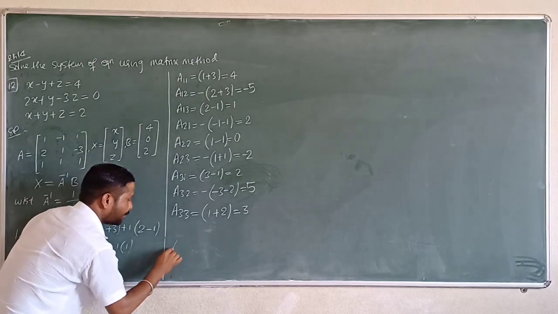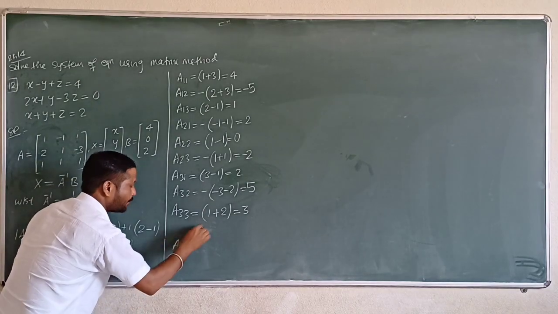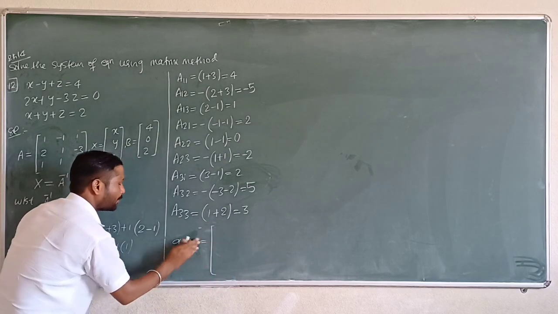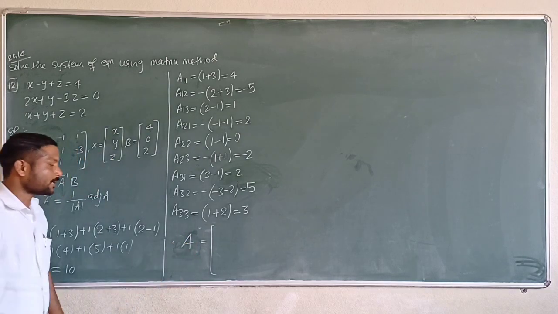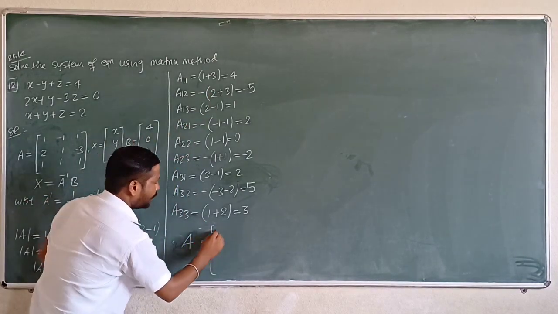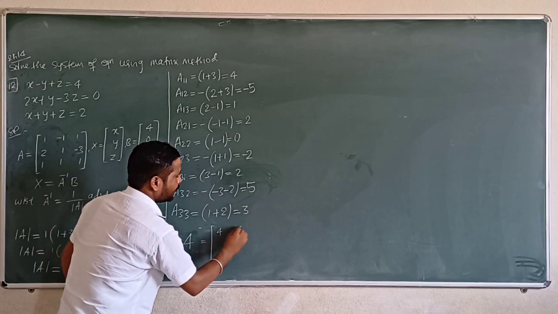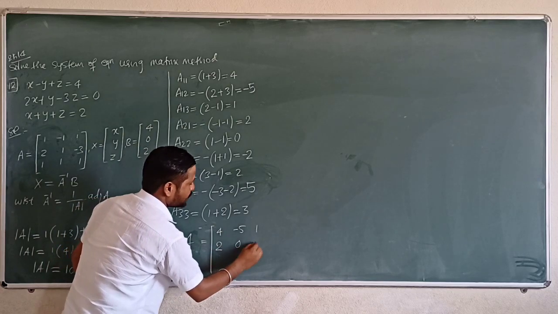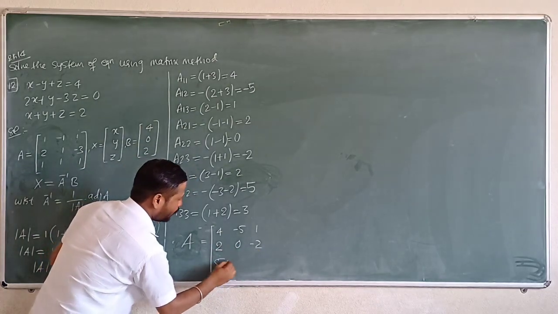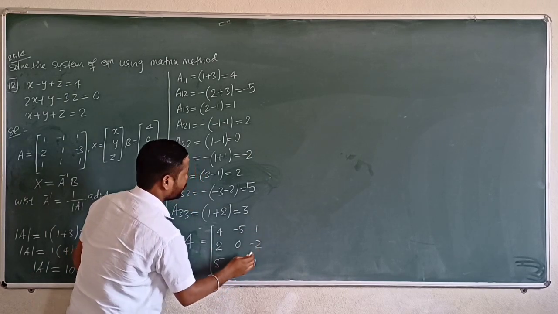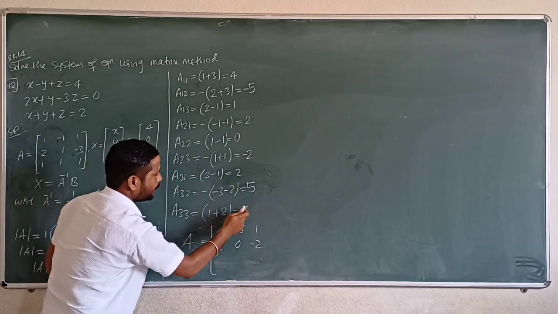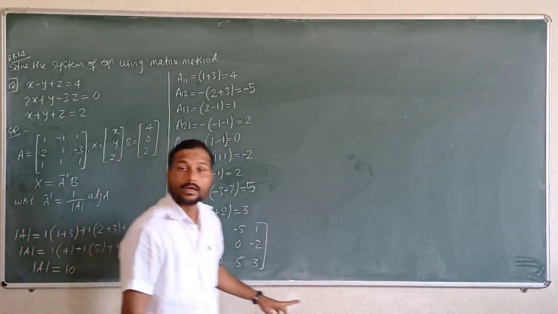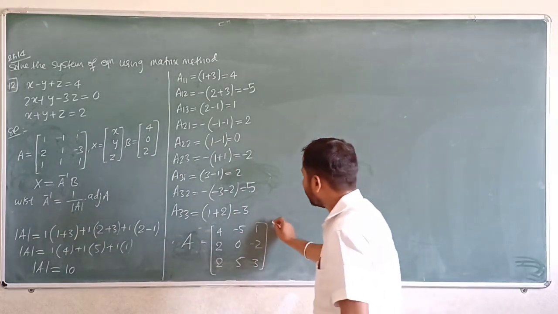Take up A. Adjoint of A is equal to now, or maybe take only the cofactor now. Cofactor matrix of A is equal to: write down the elements 4, minus 5, 1; next 2, 0, minus 2; next 2, 5, 3 now. It is which matrix? Cofactor matrix. Correct? Now transpose this one.